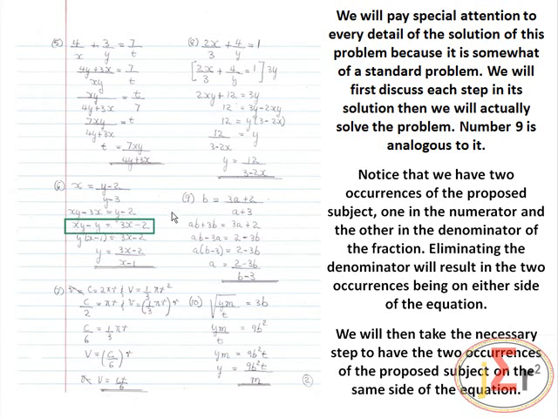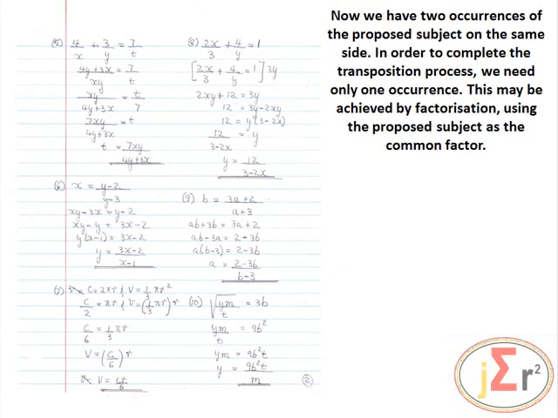And what do we do after having them on the same side? We have done that already. Now we have 2 occurrences of the proposed subject on the same side. In order to complete the transposition process, we need only 1 occurrence. This may be achieved by factorization, using the proposed subject as the common factor. So we need only one occurrence. We have two.